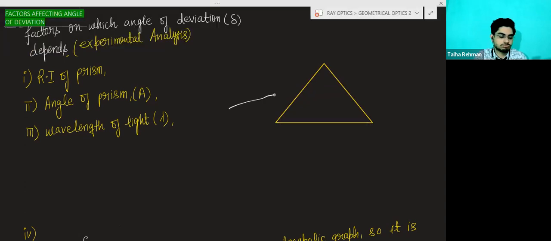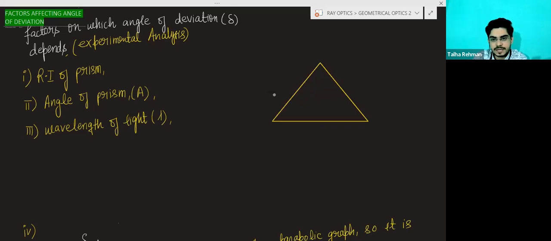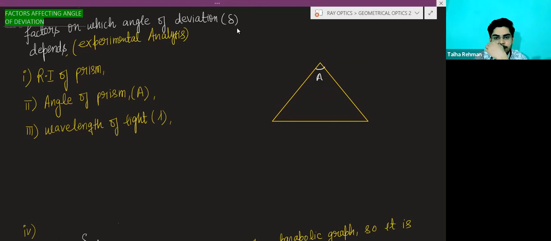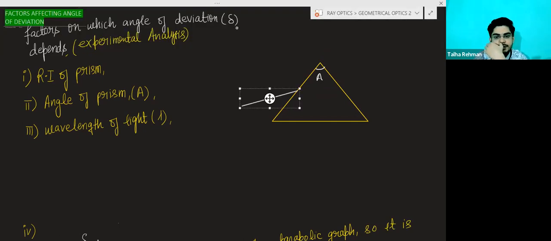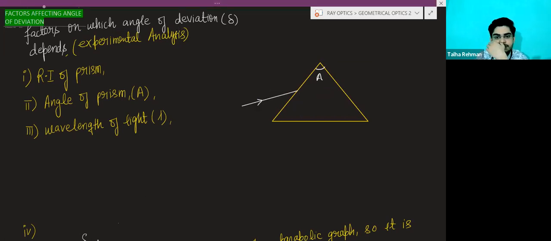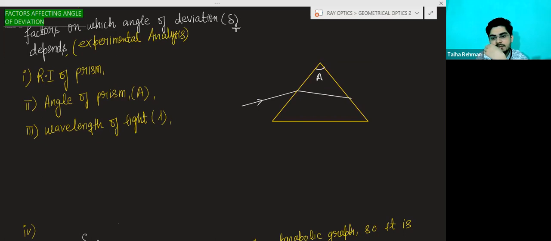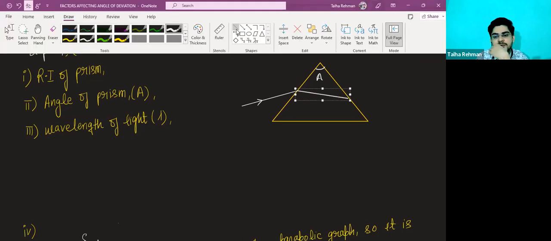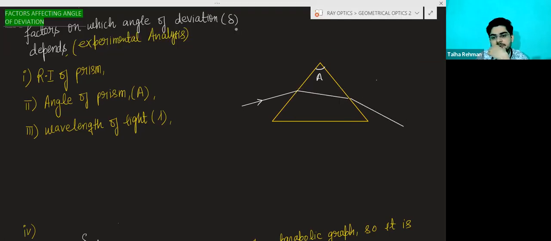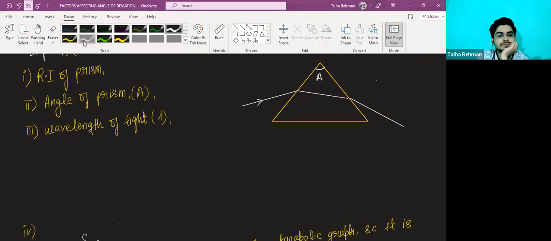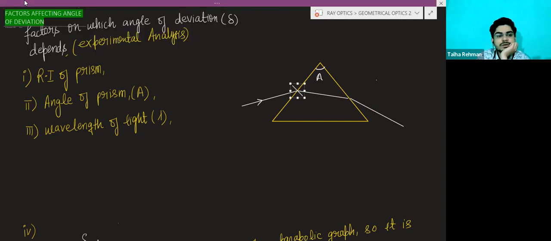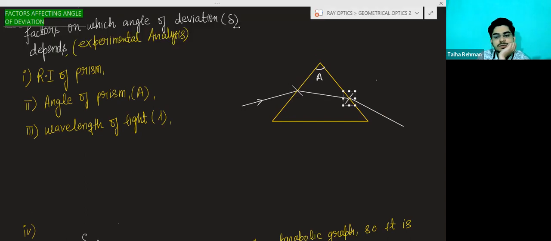This is the incident ray, this is the prism, and this prism has the angle of prism A. The light ray is passing through the prism, and refraction will take place like this, and again refraction will take place as the medium is changing. This is the normal, and this is another normal of the surface. This is the angle of incidence, and this is the angle of emergence. This is the angle of the prism, and mu is the refractive index of the prism.